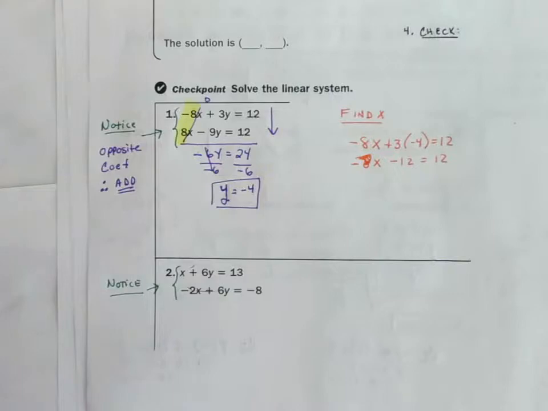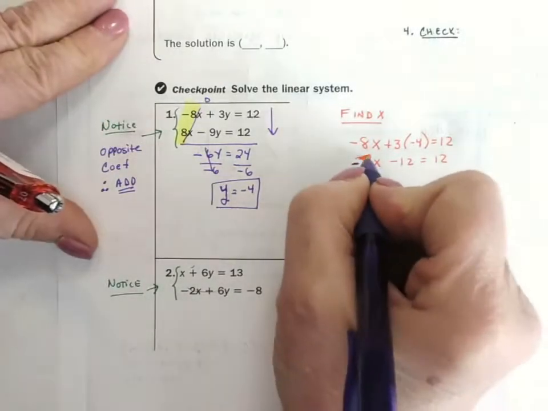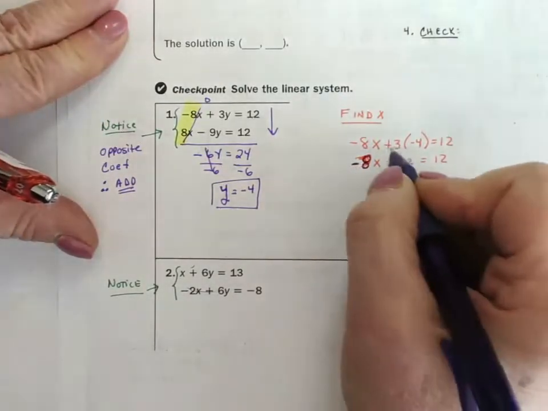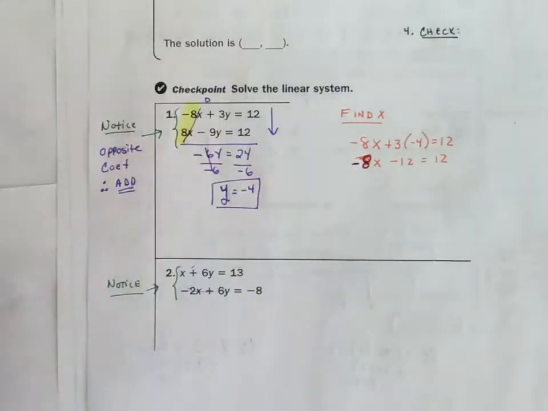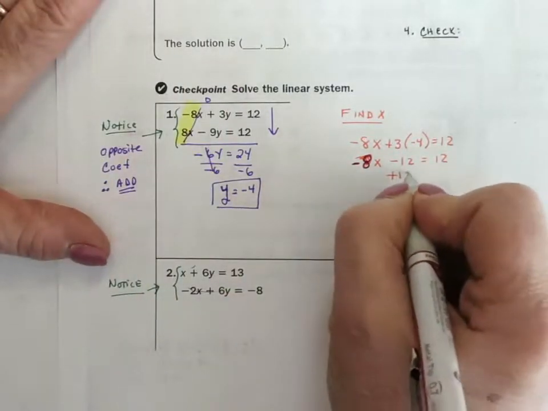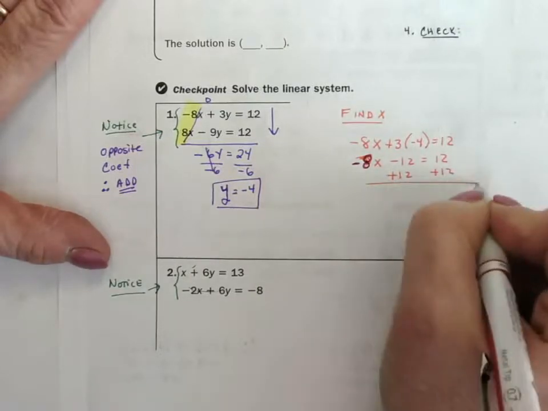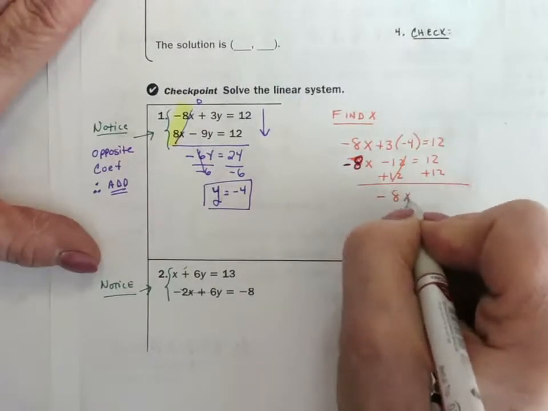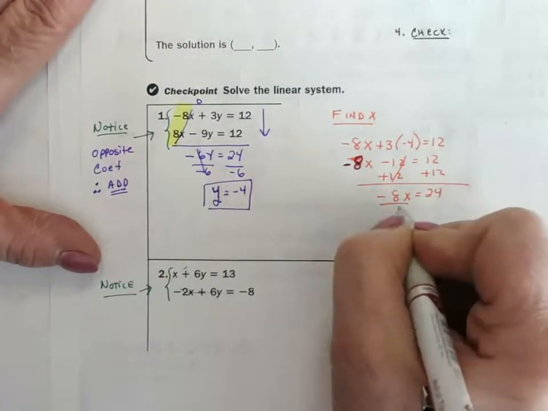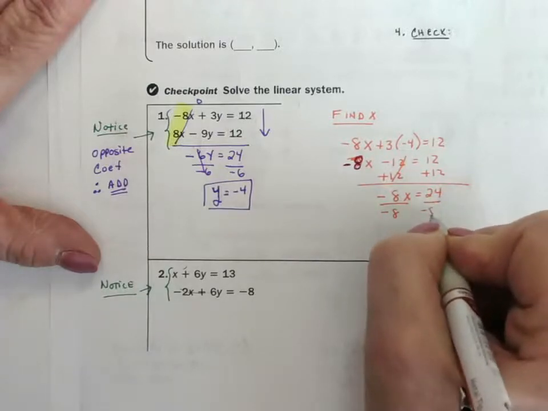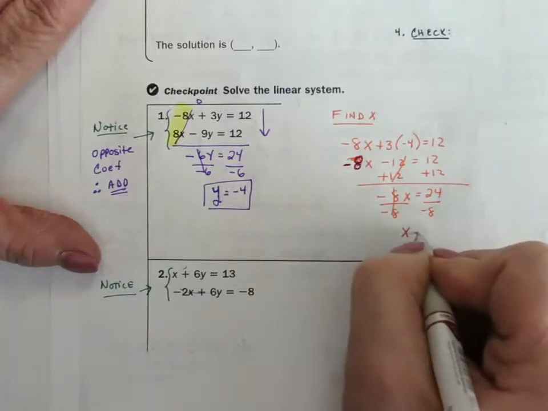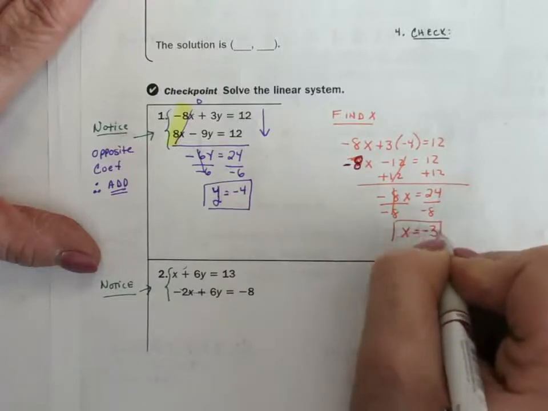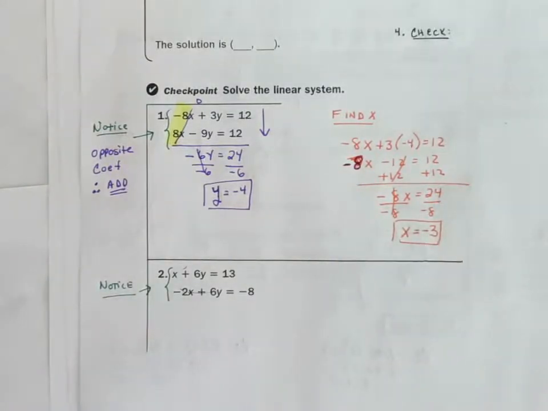And that is -8x just coming down. Minus 12 equals 12. Add 12 to both sides. -8x equals 24. Divide by -8. X equals -3. Unless you're asked to, you do not have to write it as an ordered pair.